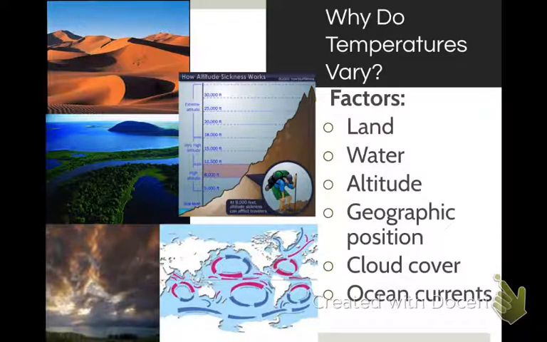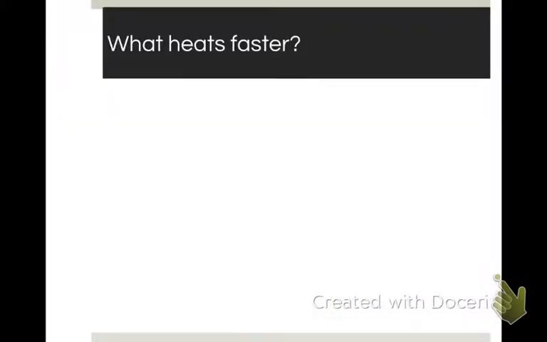We've talked about cloud cover because of the albedo effect. Remember, it's going to be cooler in the day and warmer at night. And then we will talk about ocean currents. That's the only one we haven't gotten into yet. But all of those things make temperatures vary. So what heats faster? Land. Okay, what cools faster? Land, aka land changes temperature quickly.